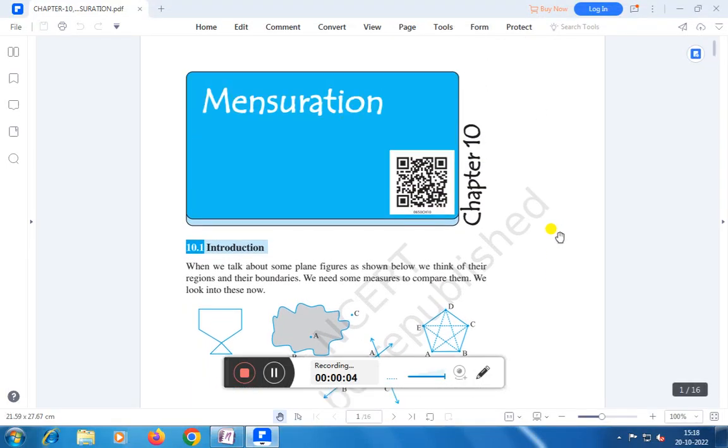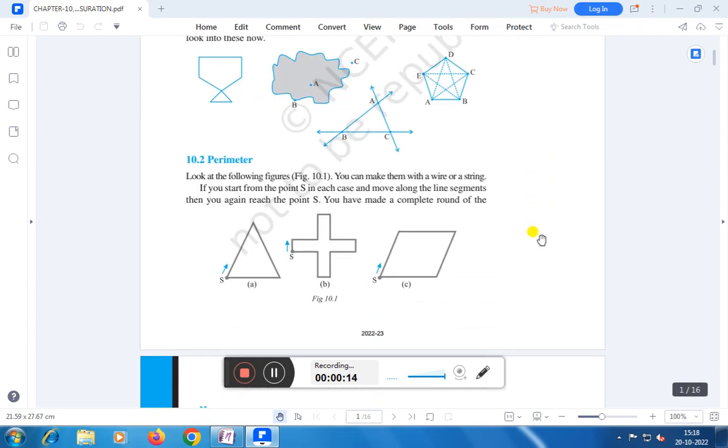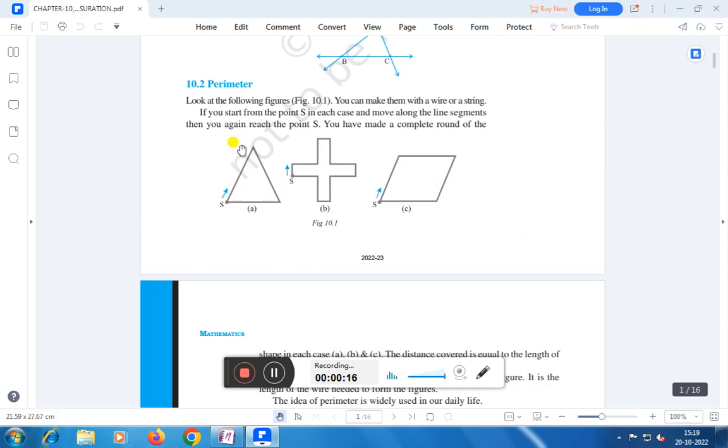Hello everyone. Today we shall discuss chapter 10, that is mensuration. In mensuration, there are some terms we have to know. The first one is perimeter.